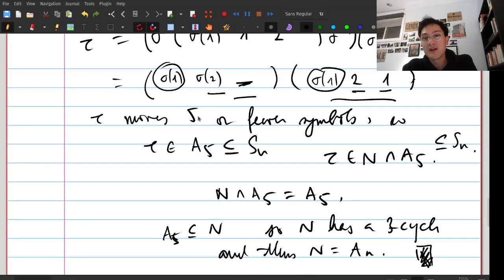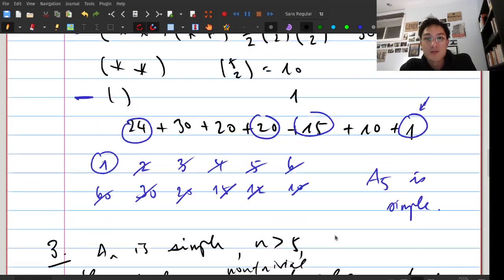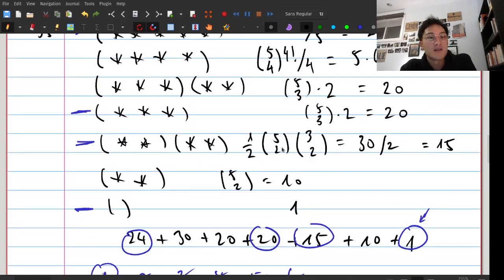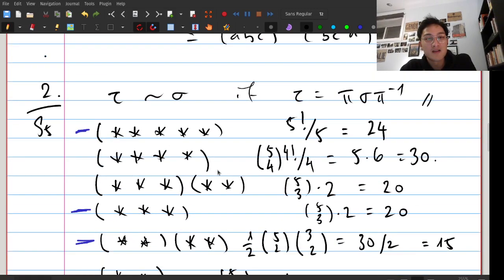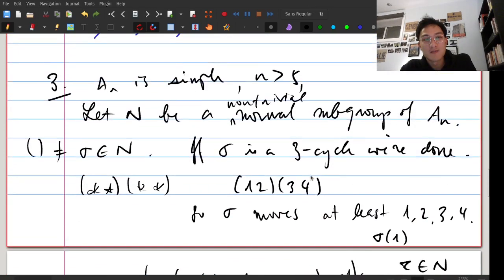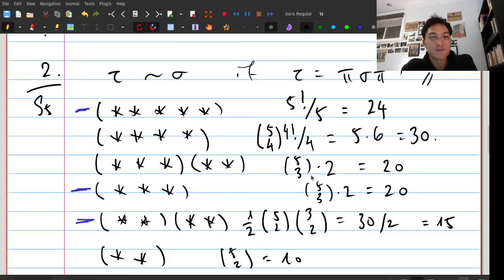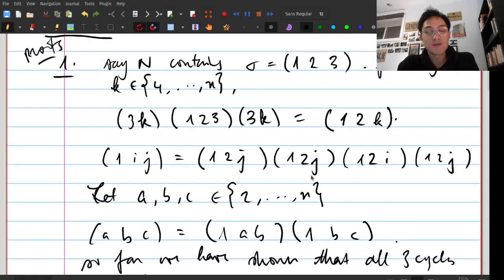Okay? And since tau moves 5 or fewer symbols, it's an element of A5 as a subgroup, viewed as a subgroup of Sn. And because A5 is, we know, simple, n intersection A5 has to be A5, and so n equals An. And so we proved that the alternating group is simple by making a brute force proof of the A5 case and then extending it to the larger n. Okay, so that's the proof of the simplicity of the alternating group.